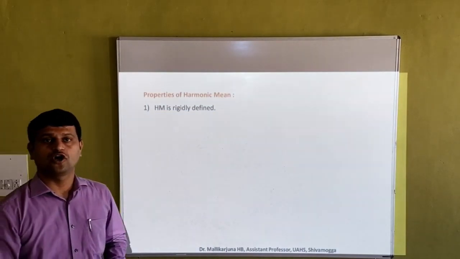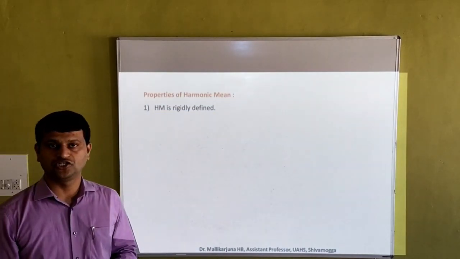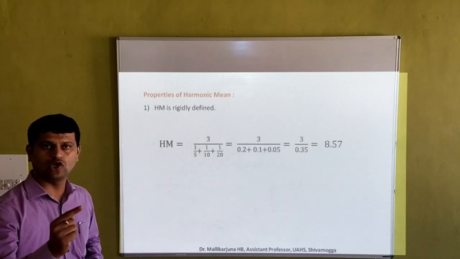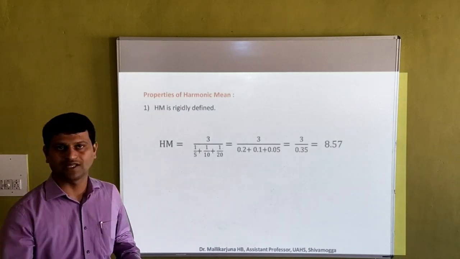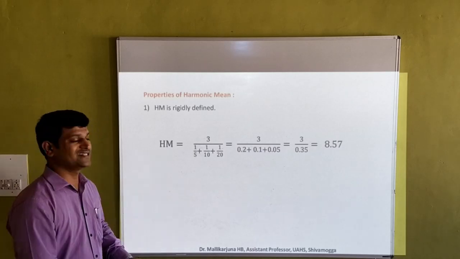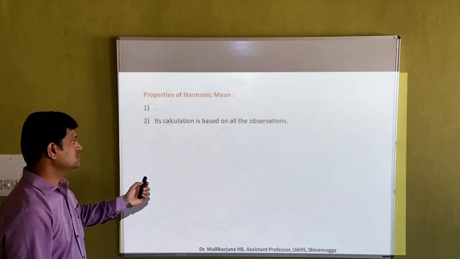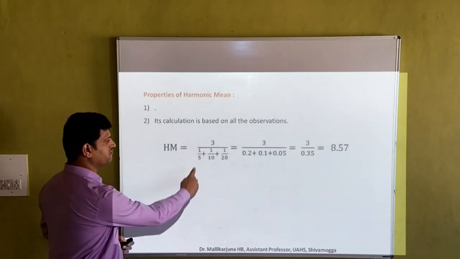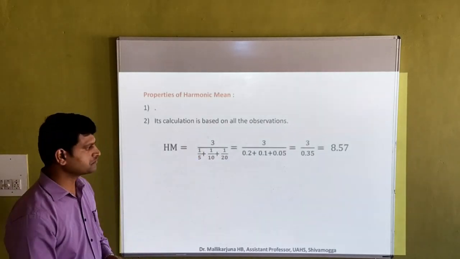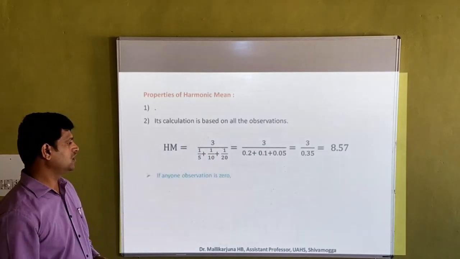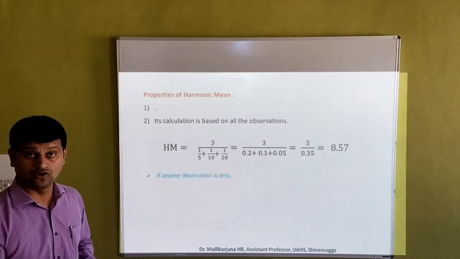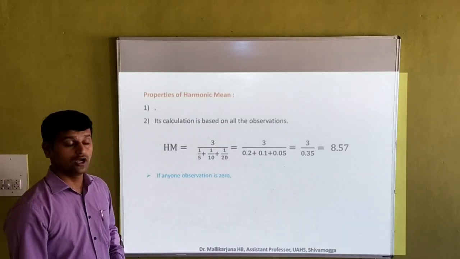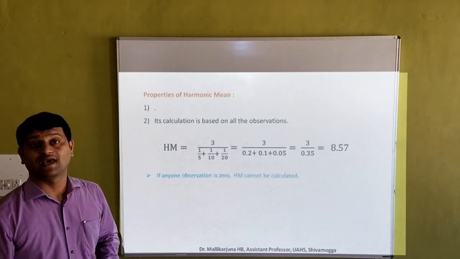Come to the properties of harmonic mean. HM is rigidly defined. Of course, from these three observations, we got only one value, 8.57, not any other than 8.57. Hence, this is rigidly defined. Second property, its calculation is based on all the observations. Of course, it has considered 5, 10, 20. If any one observation is 0, it's an additional property of the harmonic mean: HM cannot be calculated.